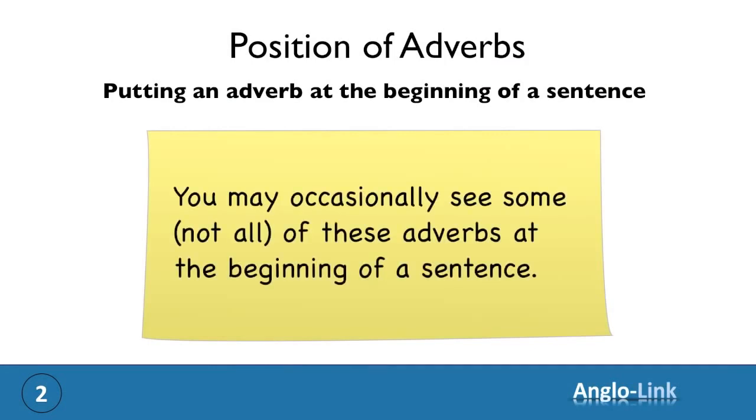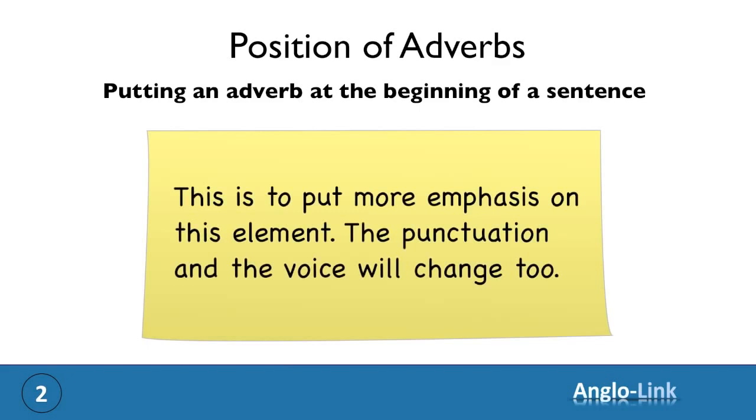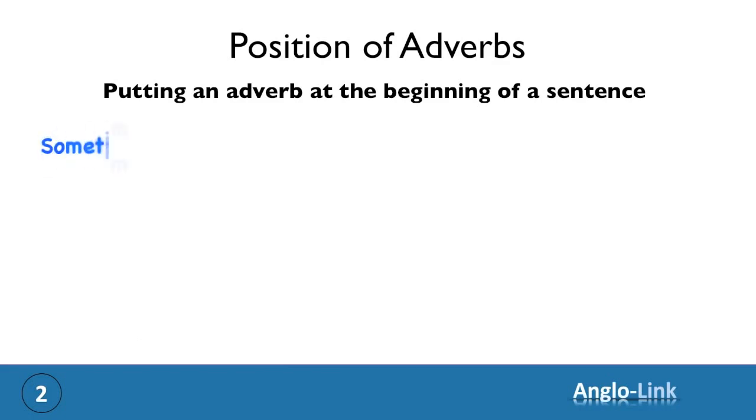It doesn't happen with all adverbs, but some adverbs can come to the beginning of a sentence, and as always, this is to put more emphasis on this adverb. Therefore, the punctuation and the voice will have to change too. For example, we had a sentence which was, he sometimes has to work late. If you want to stress sometimes, put it at the beginning, and in writing separate it with a comma, and say, sometimes, he has to work late.